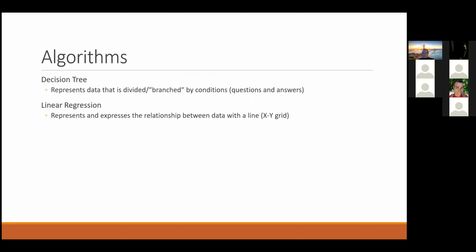So we'll start with a couple. Decision tree, and this is an interesting algorithm. This is one that's good for classification problems, and it divides or segments data by conditions. And then linear regression is one where it expresses information in a linear format.